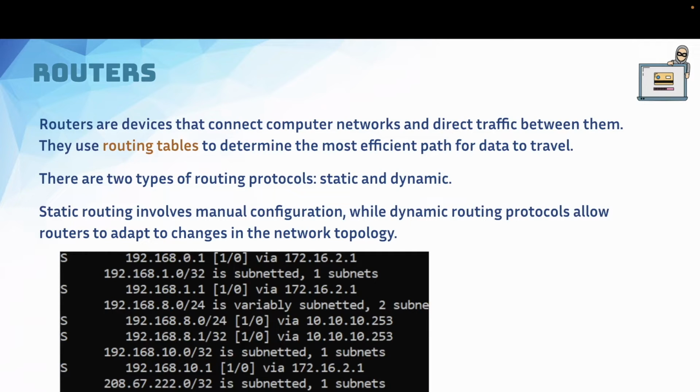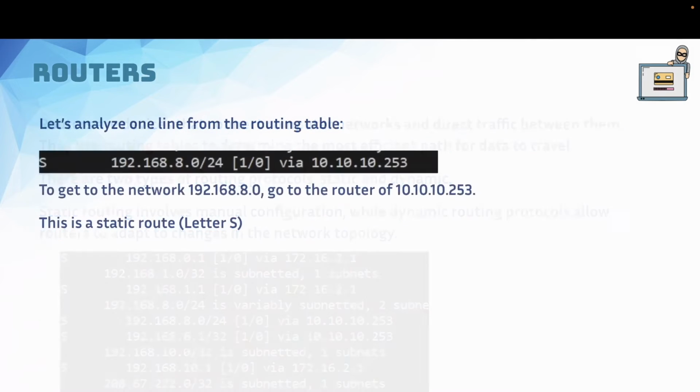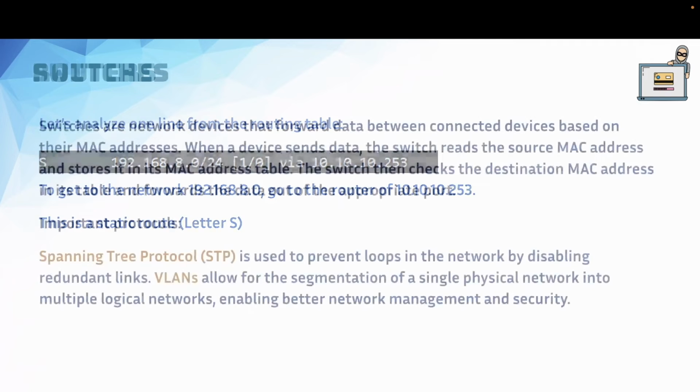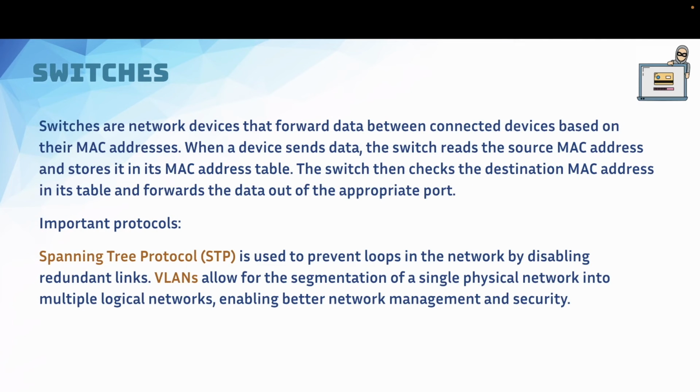There are basically two types of routing protocols, the static ones and the dynamic ones. We're going to look at the table below as well, a little bit more in detail. But a static routing table involves manual configuration. That's what you need to know. Dynamic routing protocols are going to allow routers to adapt to changing networks. Let's analyze a one-liner from that routing table, shall we? First of all, that S that you see at the very front, it indicates that this is a static route. And it indicates that it's going to go to the network 192.168.8.0, going to go to the route of 10.10.10.253.